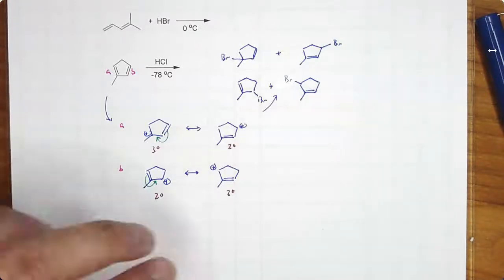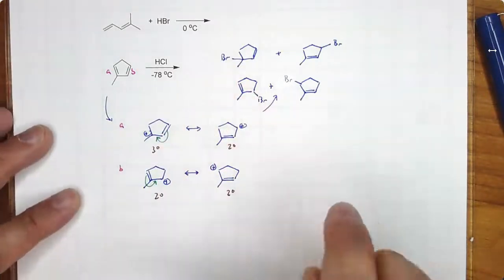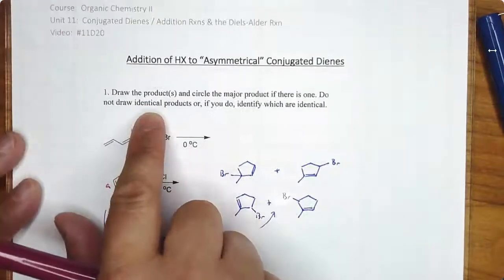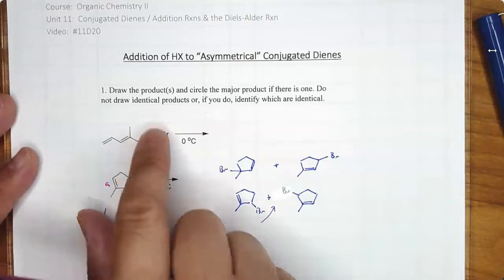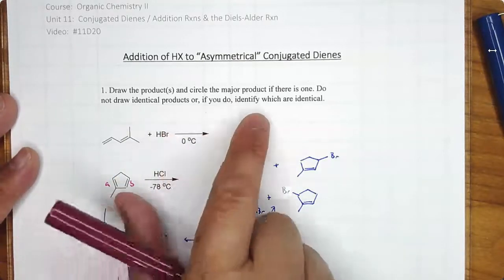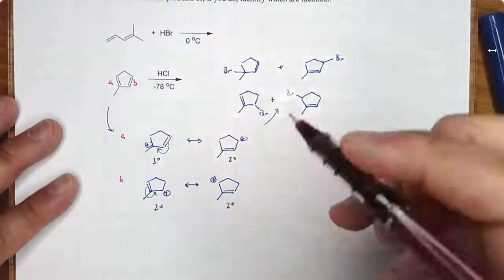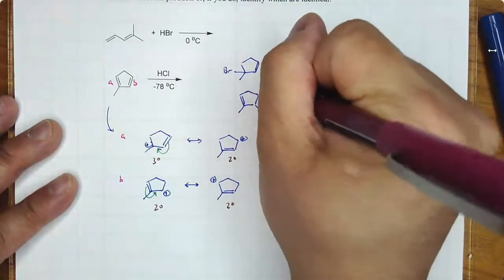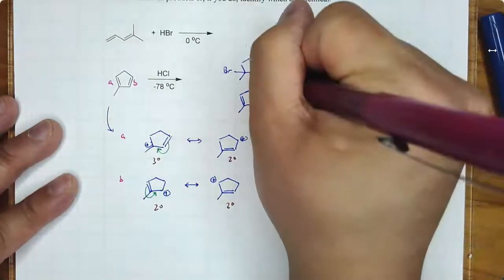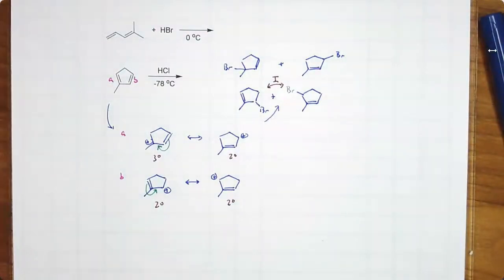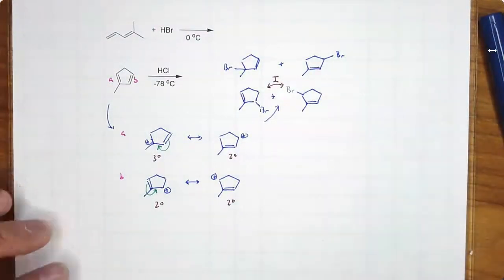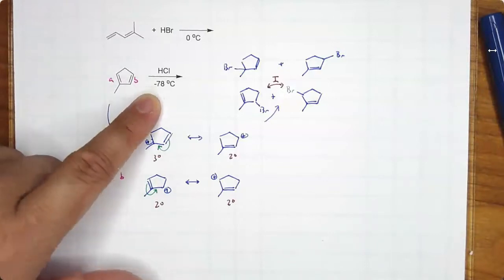So either you cross one out, because I said up here, do not draw identical products. You don't want to mislead the person into thinking of 4 different products. Instead of crossing one out, let's just write these 2 as identical. Or I like to do something like that. Those are our 4 products, and yeah, we want the kinetic product.